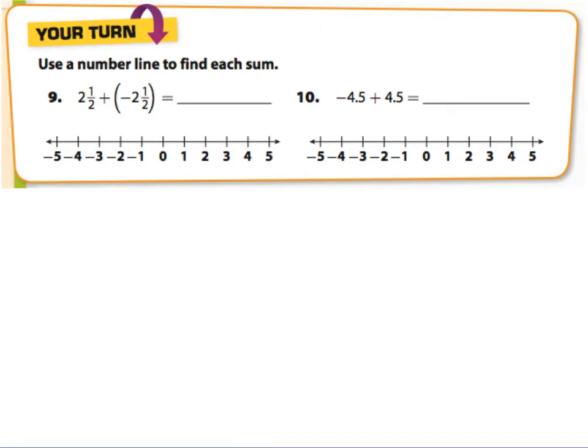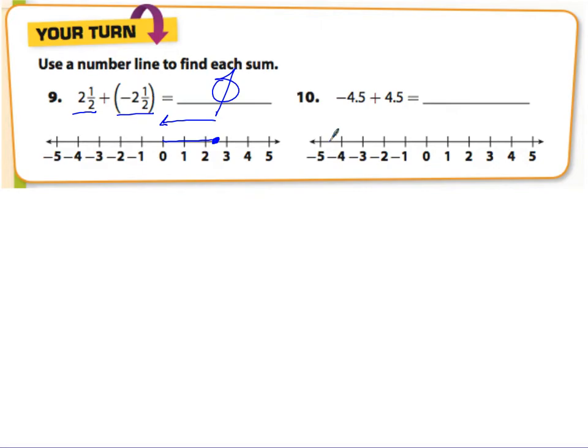Okay, so now we're going to find the sum. Well, let's take a look at this. I have a positive 2.5 and a negative 2.5. So if I go 2.5 away from 0 and then add a negative, that tells me I have to go back, I know that that's going to get me to 0 because they're opposites, they're additive inverses.